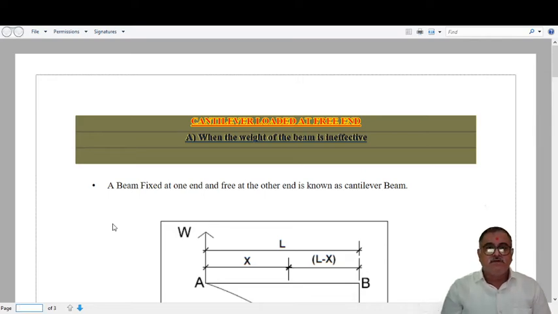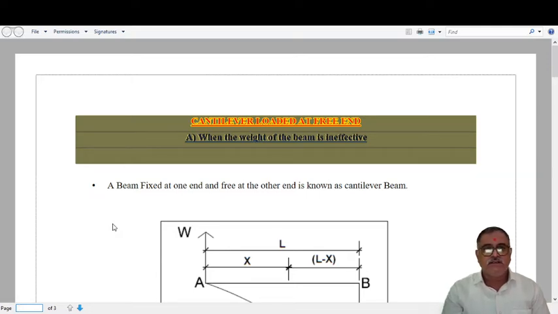Friends, in our last lecture, we have studied about the bending of a beam, bending moment. Those concepts are useful here. Now, here we are going to discuss a cantilever loaded at free end.